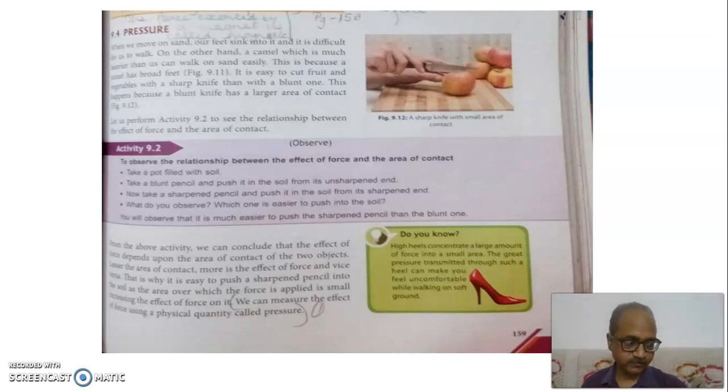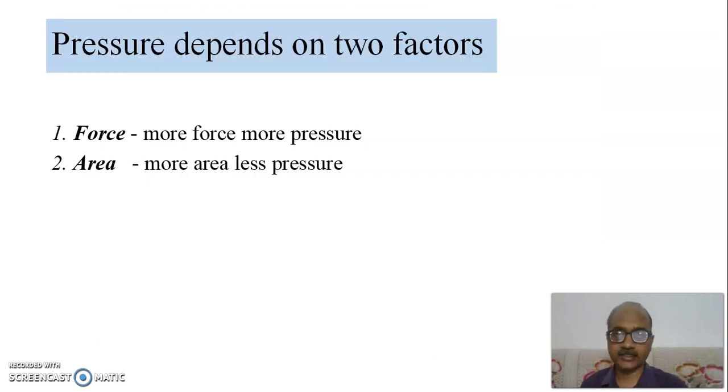Similarly, you see a needle here. This is a needle. The tip of the needle is very fine, very sharp. So area is very less. So the pressure applied on the finger is very more. So area is less, the pressure is more. So with sharp edges, it's easy to cut an object.